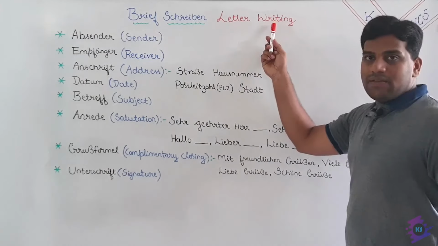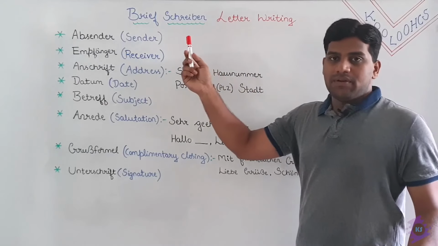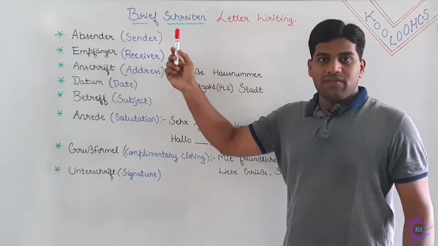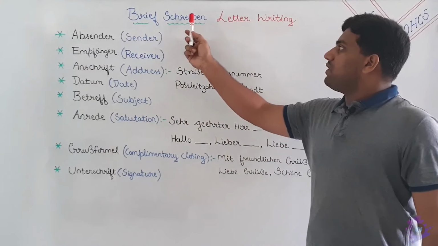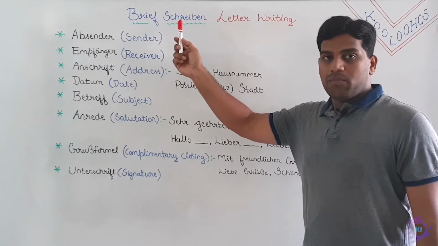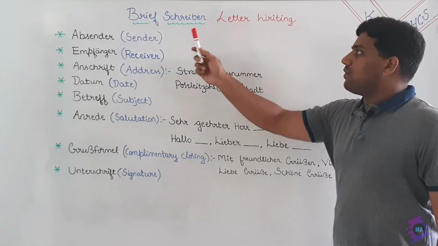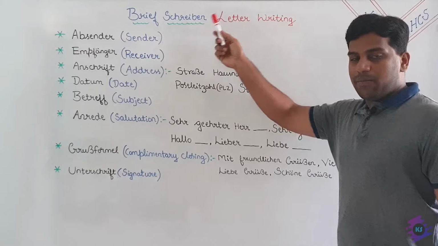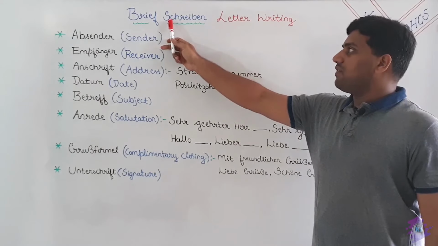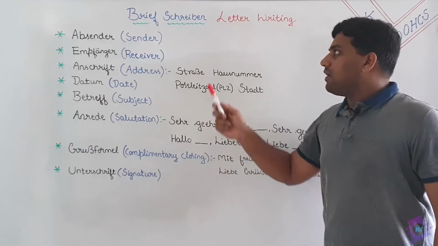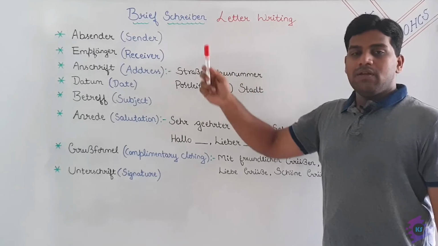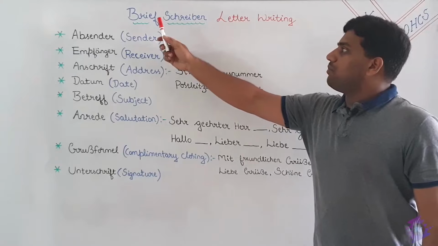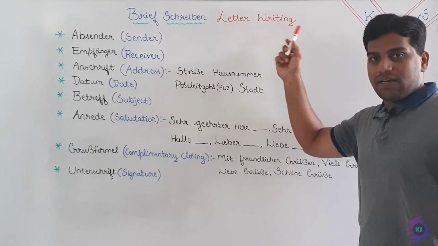So letter writing is called Briefschreiben in German. The word Brief means letter, and this word Schreiben in noun form is writing. The capital S is for the noun form, that means writing, and if it is a small letter s, it becomes a verb, schreiben, that means to write. So this is a noun form, so it is capital S. So Briefschreiben means letter writing.